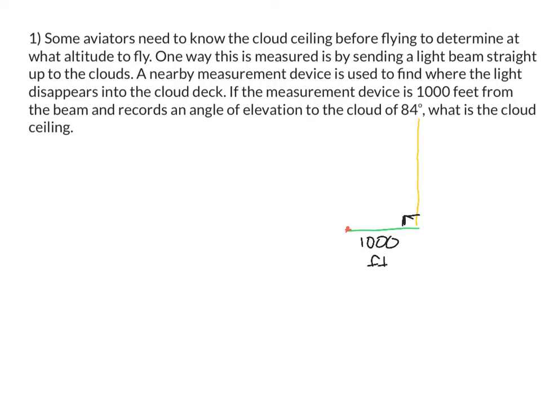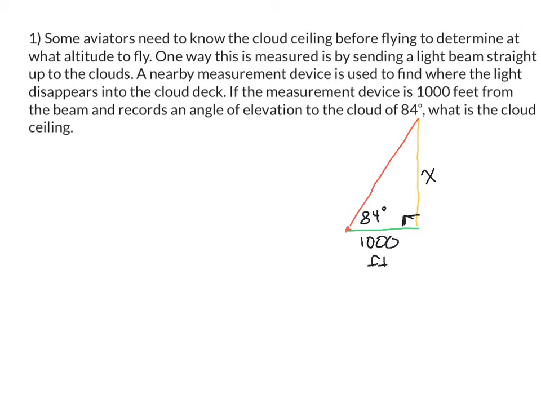And that measurement device is meant to figure out where the light beam and the cloud intersect, or rather where the light beam disappears into the clouds. And we know that that thing has measured an angle of 84 degrees. And we want to find the height right there, x, we'll call it, from the ground to the clouds. So this is where our trig comes into play.